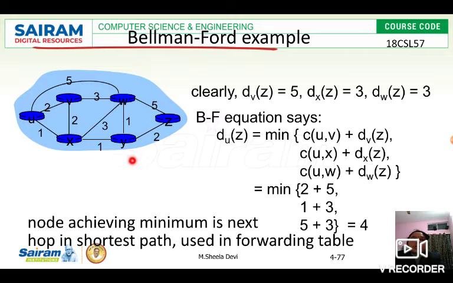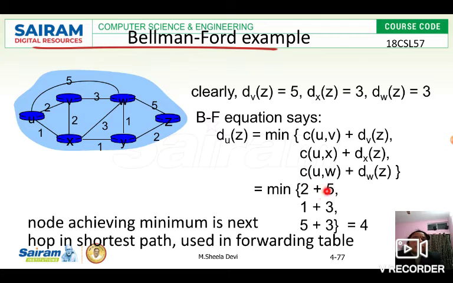2 plus 5 is 7. Next, u to x. So what is u to x? U to x is 1, and x to z is 3. So 1 plus 3 is equal to 4. Then the cost of u to w is 5, and for w to z, another path exists, that is 1 plus 2 is 3. So 5 plus 3 is 8.